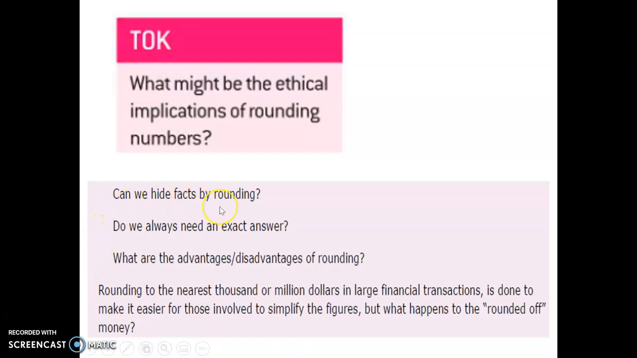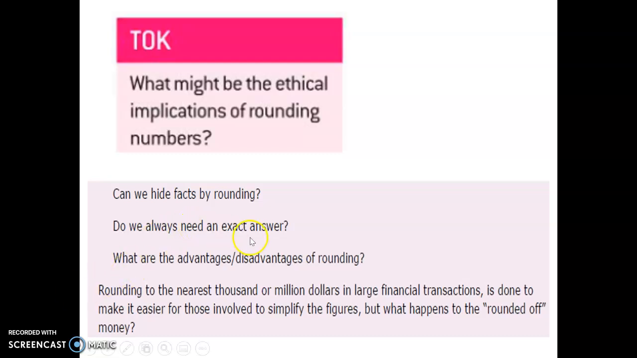Well, can we hide facts by rounding? If we round things, do we hide the real facts? Like if, for example, there's a pandemic right now in the world, and we have many cases of people suffering and dying, or in hospitals and so on. If we do a lot of rounding with those numbers, are we telling the true story?